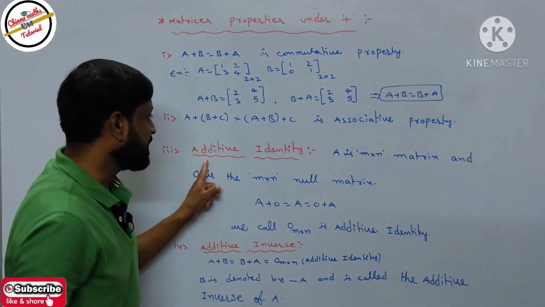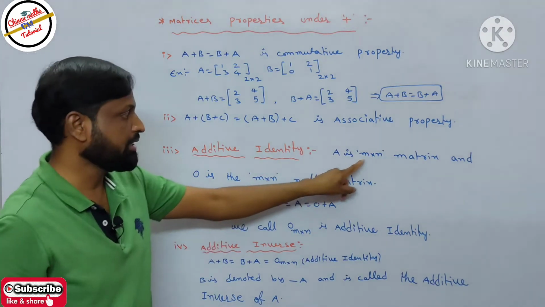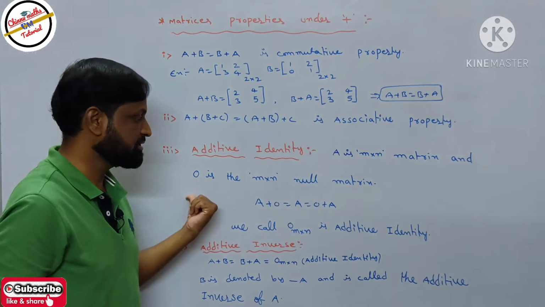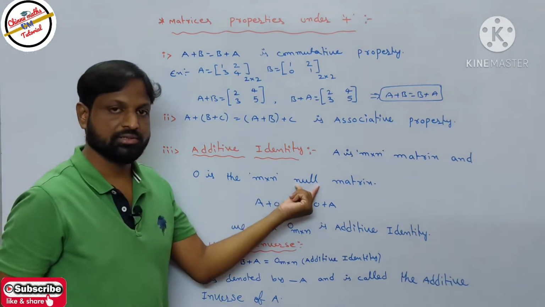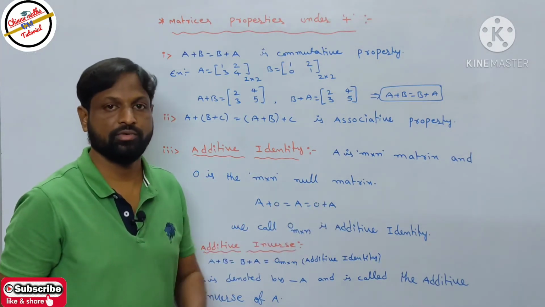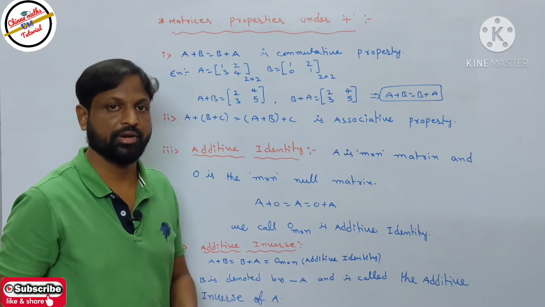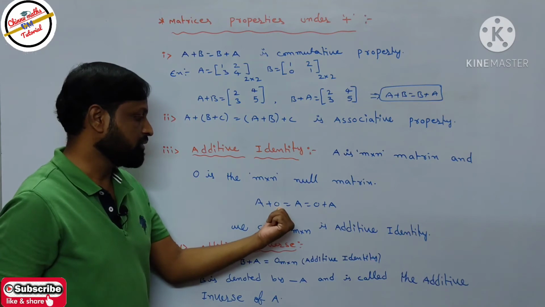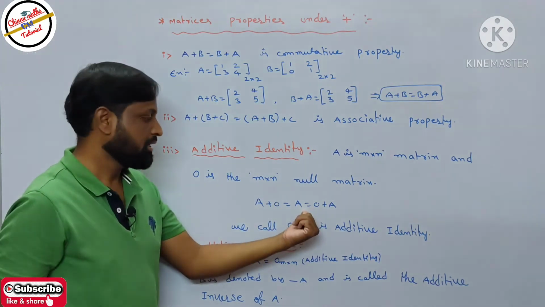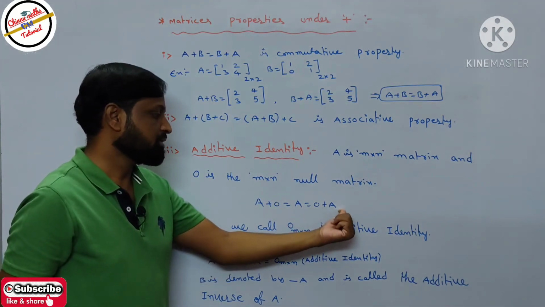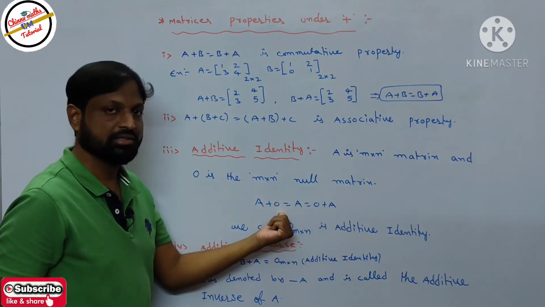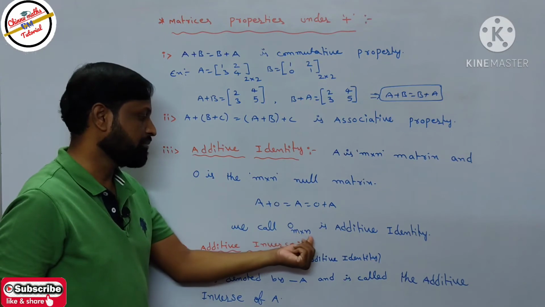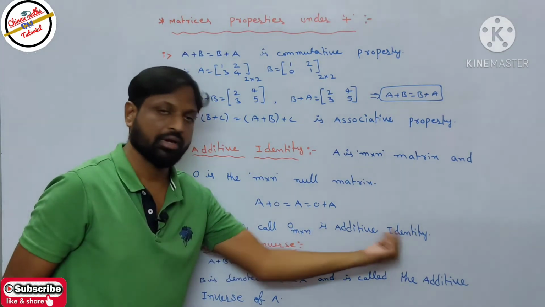Next property, additive identity. A is an m by n matrix and O is also an m by n matrix. O is called the null matrix. A null matrix means every element is equal to 0. It is denoted by O. A plus O equals A, and O plus A is also A. Then O is called the additive identity. So the m by n null matrix is called the additive identity.